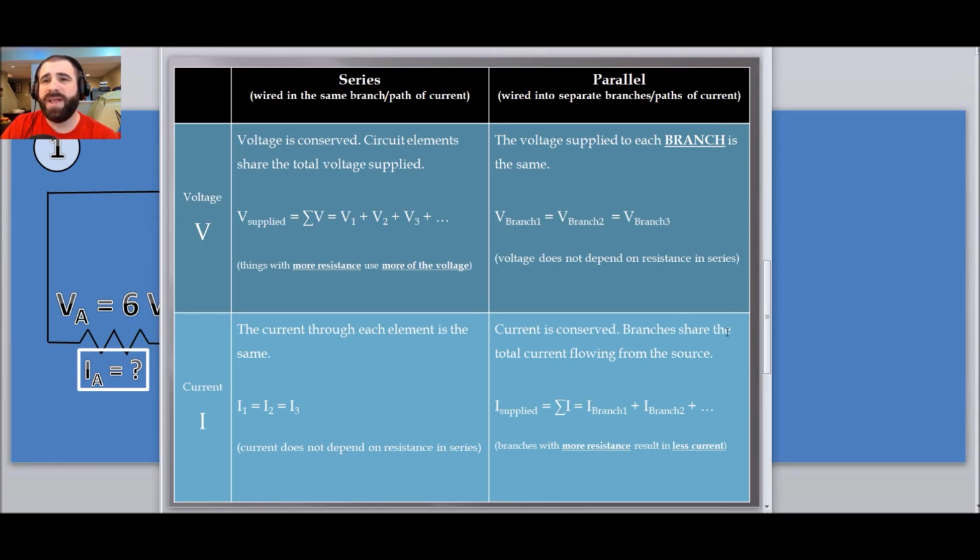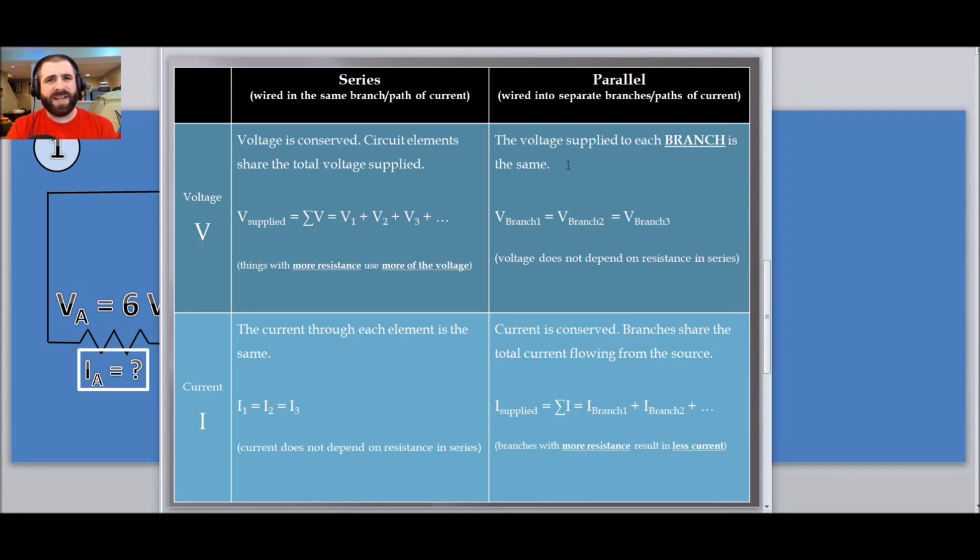Now, when we went to parallel, things kind of reversed. They flip-flopped. We saw that when we wire things in parallel, what we're really doing is forming whole new branches of the circuit. It's almost like hooking each one up to their own separate voltage source. So they behave independently from each other. And each branch gets the same full voltage supplied. So if you've got a 12-volt battery, every branch that you hook onto that is going to get 12 volts. And that does not depend on resistance. Doesn't matter if you have a big resistor, little resistor, anything you hook up to that voltage source is going to get that same 12 volts.